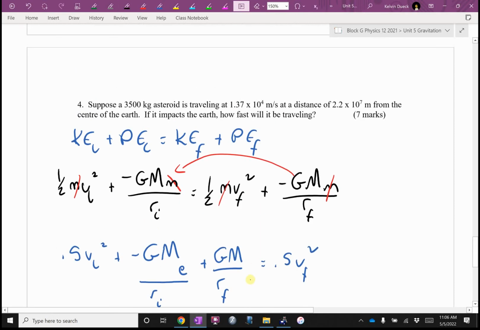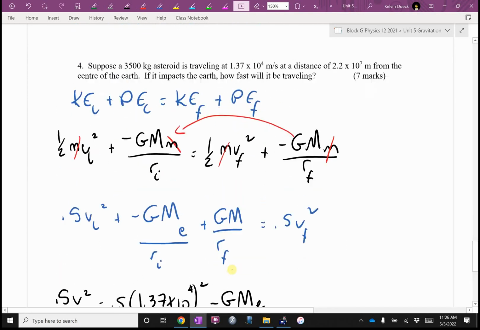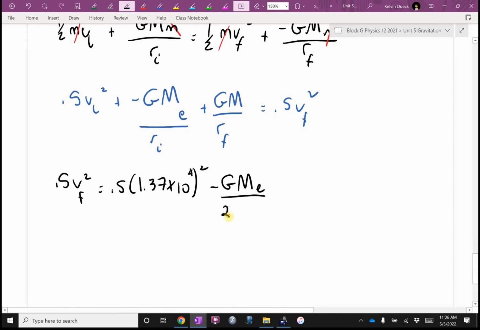Is that 2.2 times 10 to the 7th a radius, or do I need to add the radius of the Earth to it? Oh, that's nice. What was it? 2.2 times 10 to the 7th? Plus big G, mass of the Earth, all over 6.38 times 10 to the 6th. Okay.